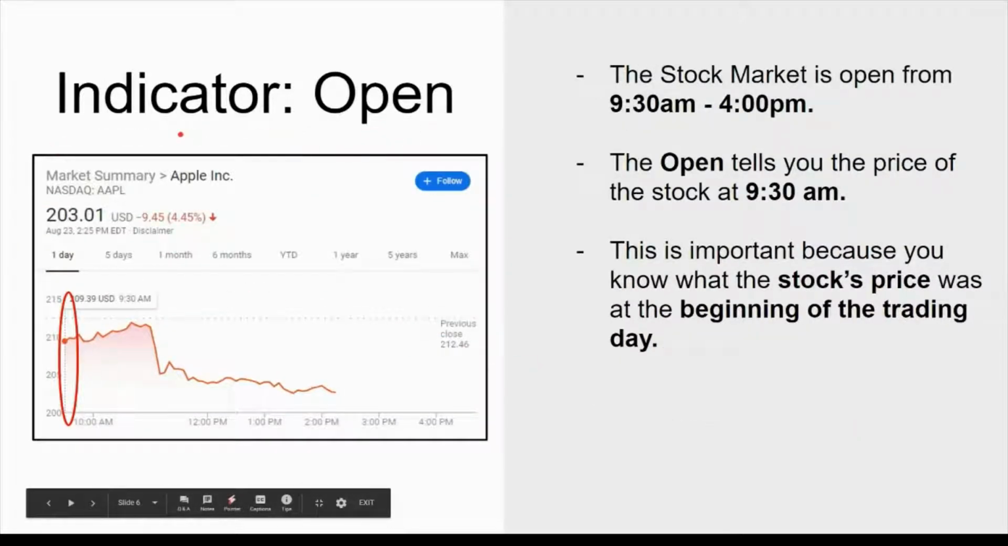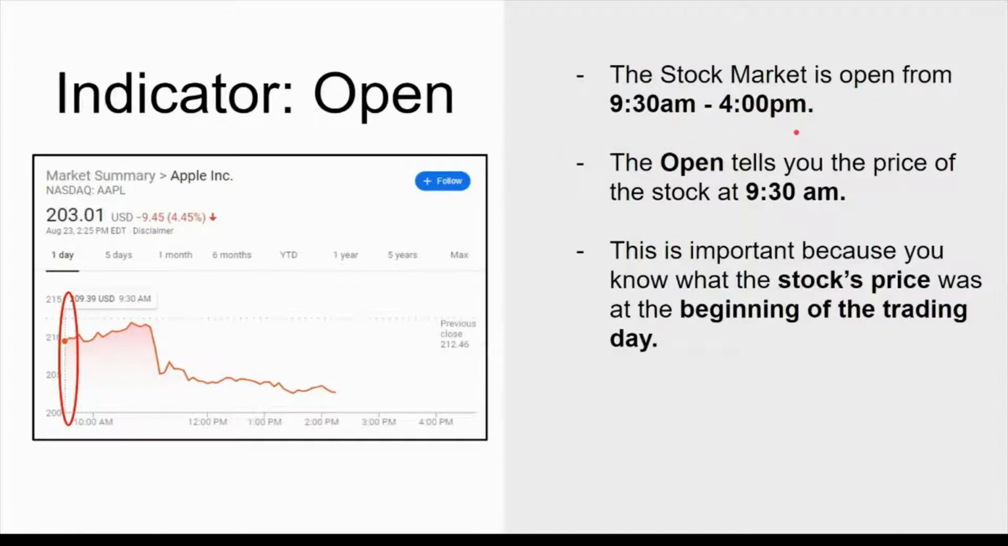So another indicator is the open, and in essence, the stock market is open from 9:30 to 4 o'clock p.m., and the open tells you the price of the stock at 9:30 a.m. So if we see on the graph right here, the stock's price at 9:30 a.m.